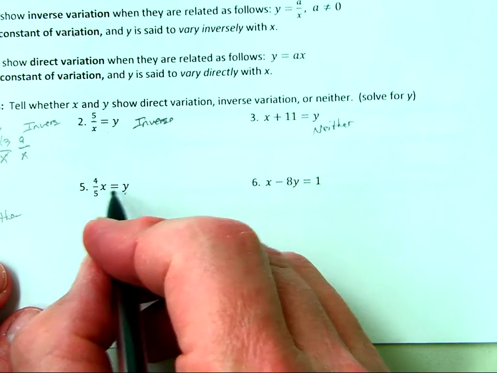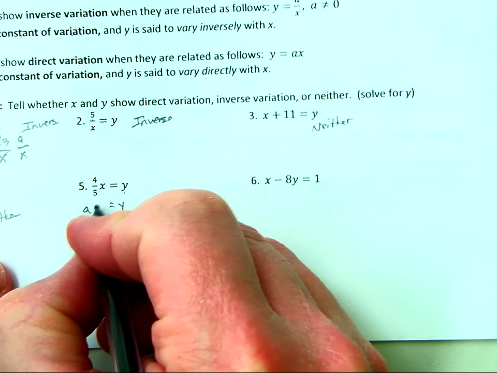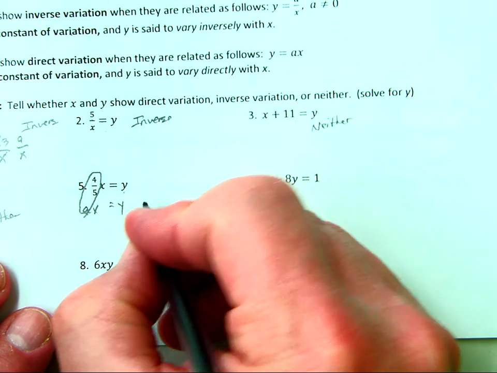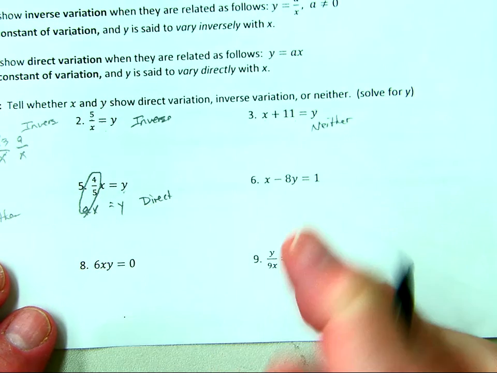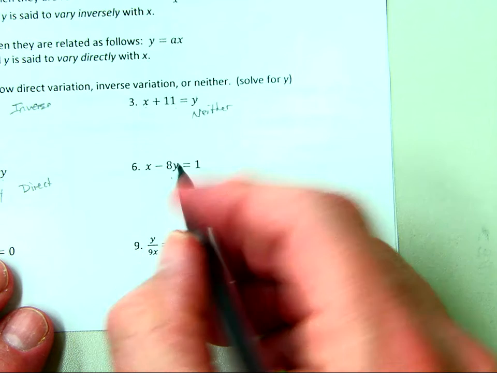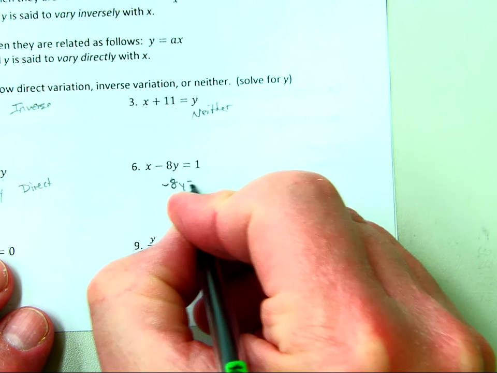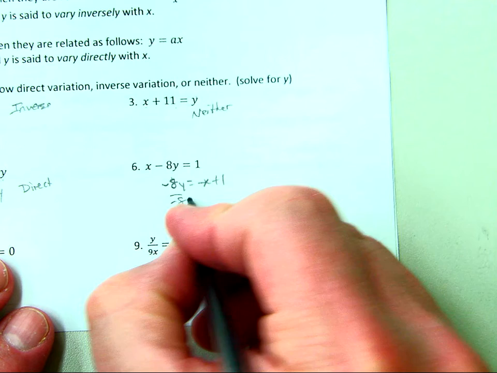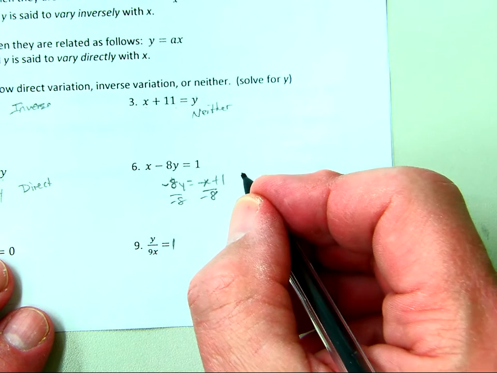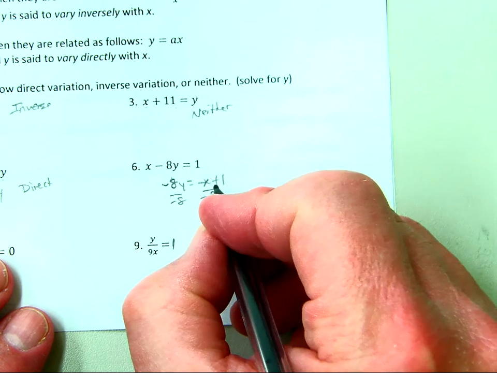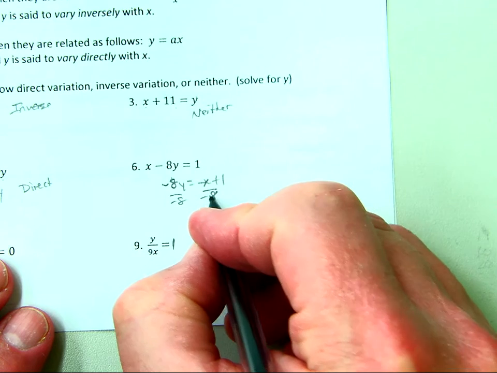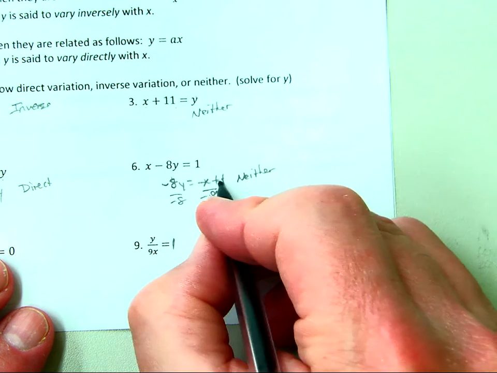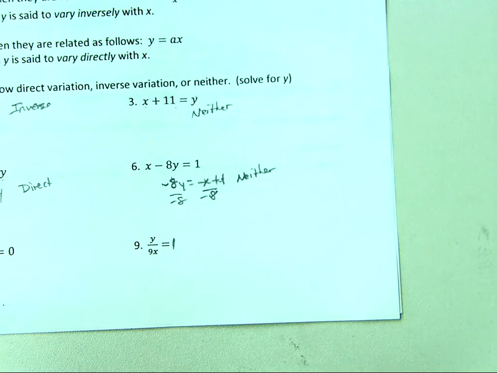This one, y equals 4/5 x. Do you see that this could be y equals ax, where a is 4/5? So that one's direct variation. Or this one, if we solved for y, let's see, if we move the x to the other side and then divide by negative 8, we're going to have an 8 on the bottom, but we also have this plus 1 over here, so that's neither, because of that plus 1 that's out there.